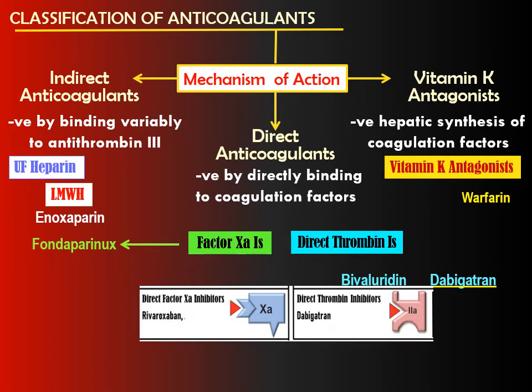And speaking of the direct factor 10A inhibitors, the rivaroxaban binds directly to factor 10A and inhibits it, and the direct thrombin inhibitor, the dabigatran, binds directly to factor 2A or thrombin and inhibits it. These two drugs, keep in mind that they are called the NOACs, the new oral anticoagulants, the rivaroxaban and dabigatran. We will talk later about these NOACs.